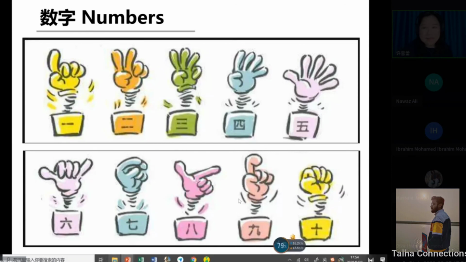Yeah, maybe we do not have time to go over this. Tomorrow we're going to learn how to count numbers in Chinese. All right.